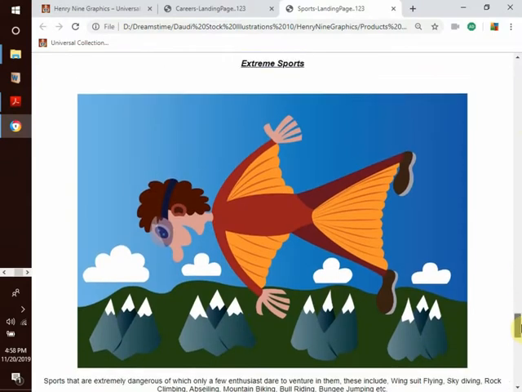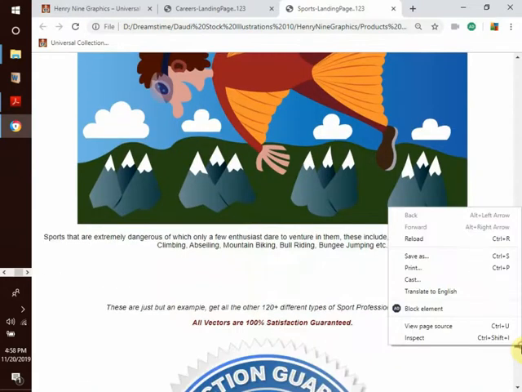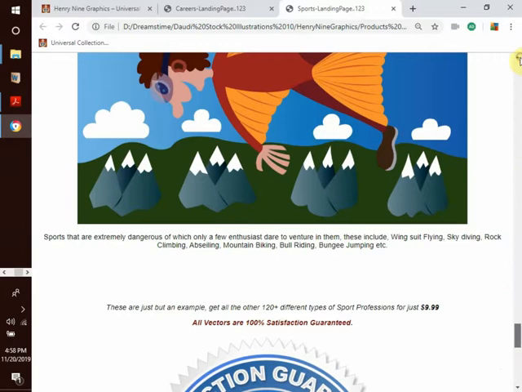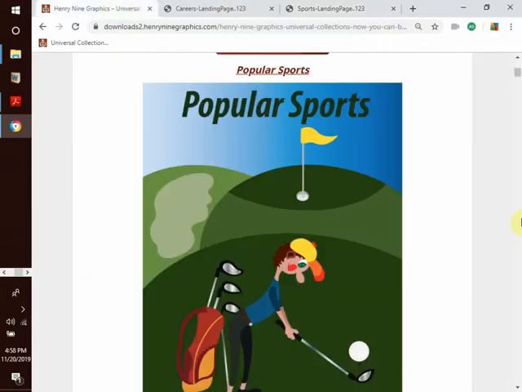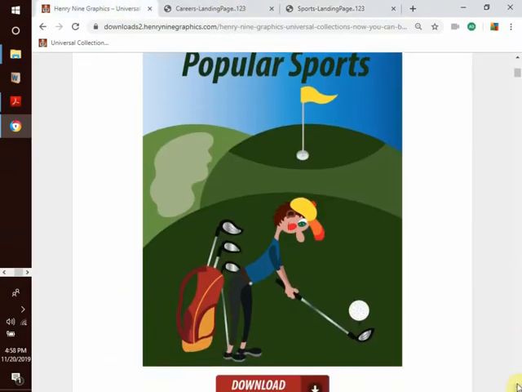We have extreme sports, sports that are extremely dangerous, of which only a few enthusiasts dare to venture into them. These include wingsuit flying, skydiving, rock climbing, abseiling, mountain biking, bull riding, bungee jumping, and so much more. So those are some of the subtopics we have in popular sports.